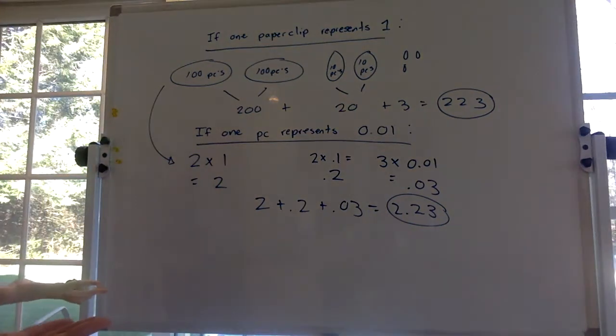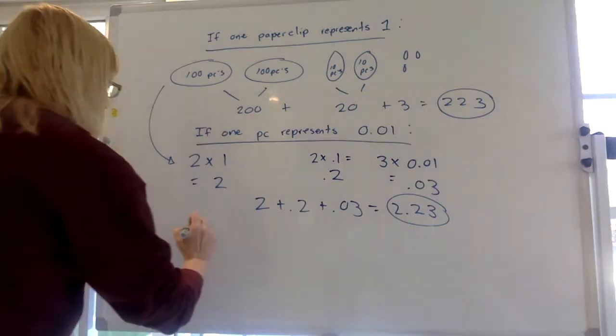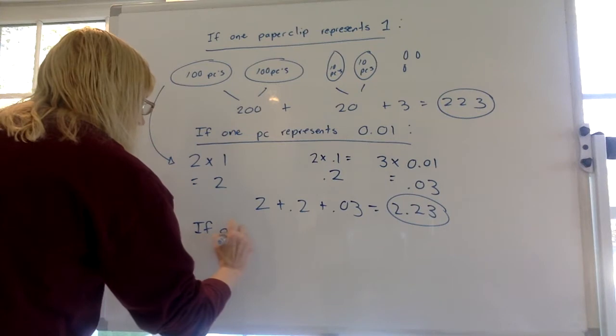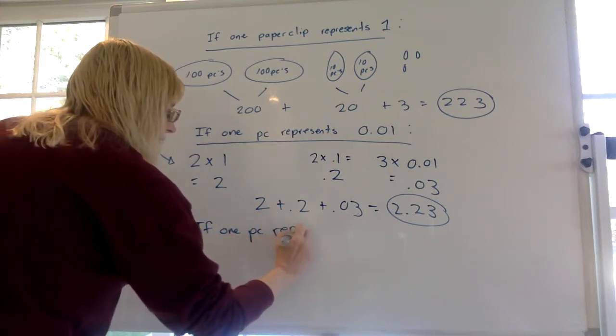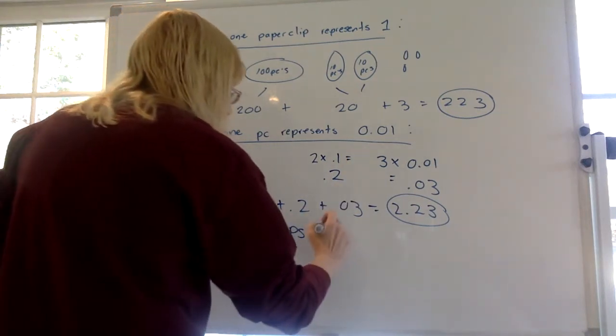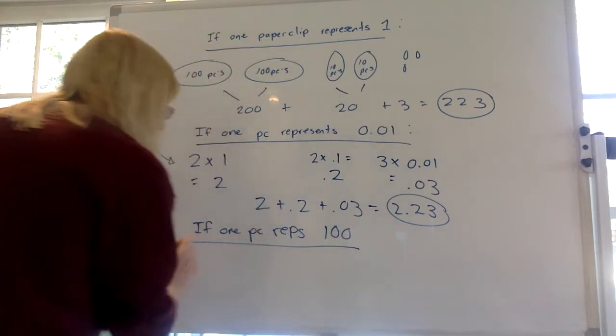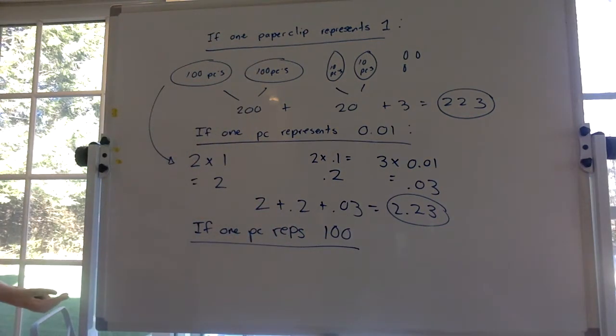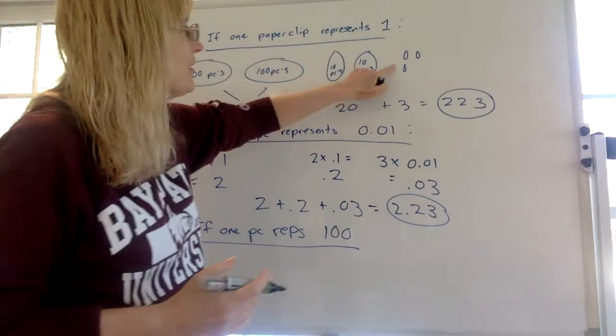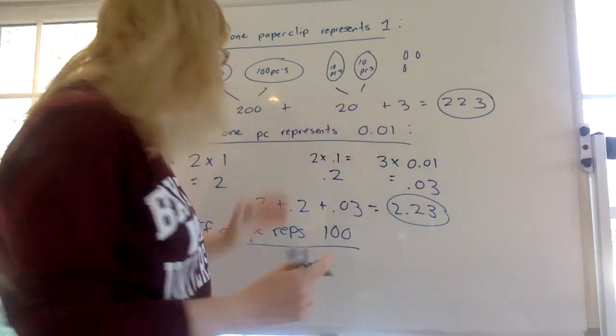Okay. What if they said if one paper clip represents, let's try 100. Okay, so this time we have 100. So I always start on the right. There's three singles, so isn't that 3 times 100?